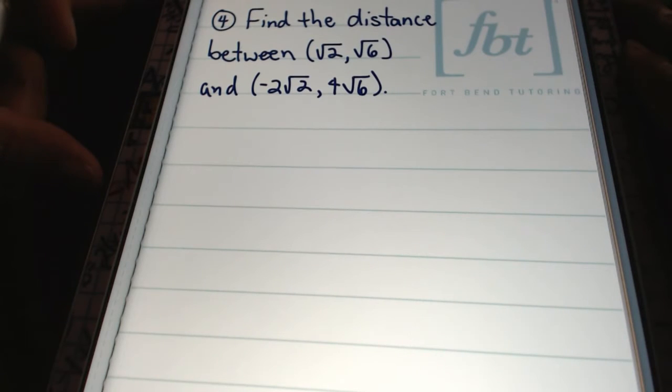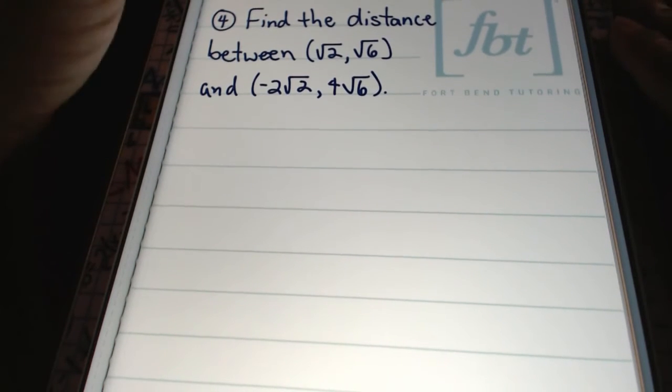Number 4, we have: find the distance between the square root of 2, square root of 6, and negative 2 square root of 2, 4 square root of 6. Angry Hermit says decimals are disgusting. All right, well, let's see what you think about the radicals in this problem here.